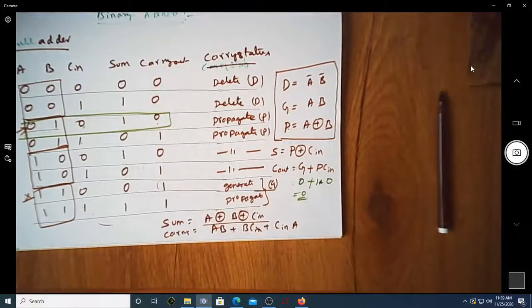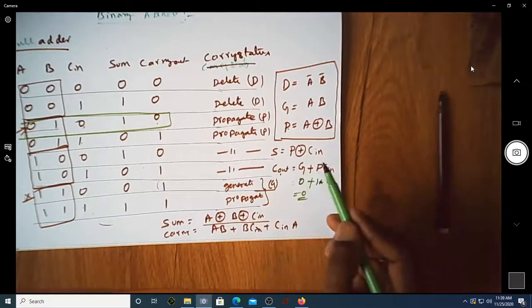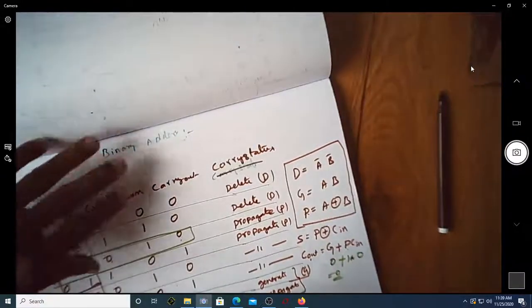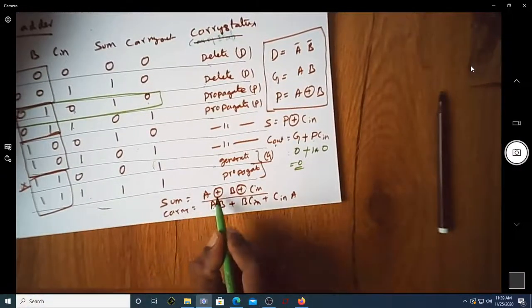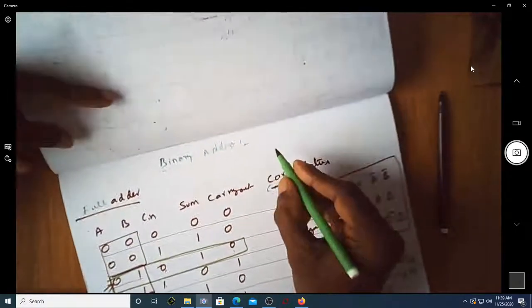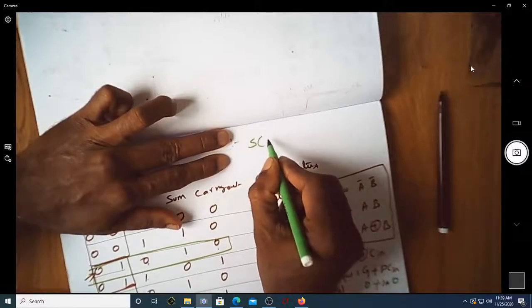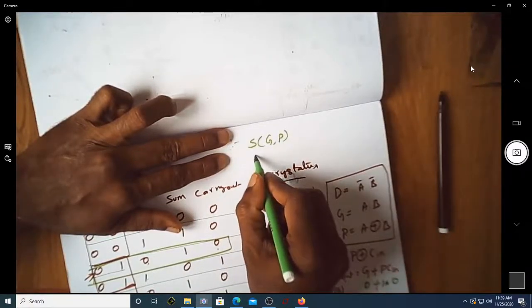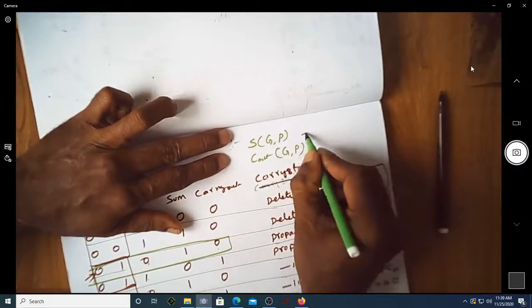So we can write the expression for sum and carry out in the form of propagate, generate and Cin. Meaning, instead of writing the expression for sum and carry in the form of A, B, C, it is also possible to write the expression for sum in the form of G, P and of course Cin. You can write the expression for C out in the form of G, P and Cin.